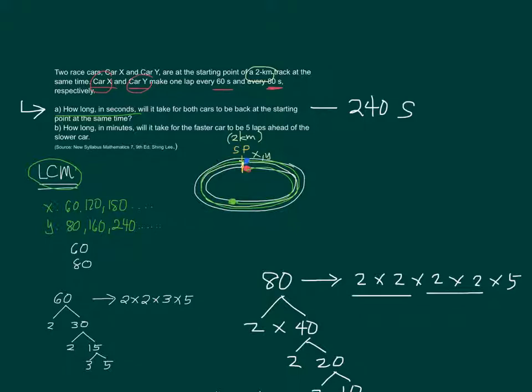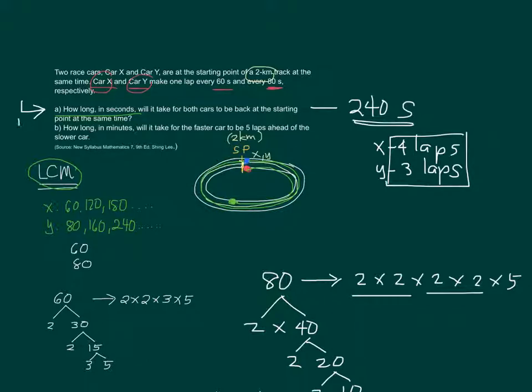Okay? So if you look at it, at 240 seconds, if car X can take one lap for every 60 seconds, we can also know that it has already traveled 4 laps. That's for car X. For car Y, at 240 seconds, it already traveled 240 by 80, 3 laps. Okay, so that's 1 lap difference.